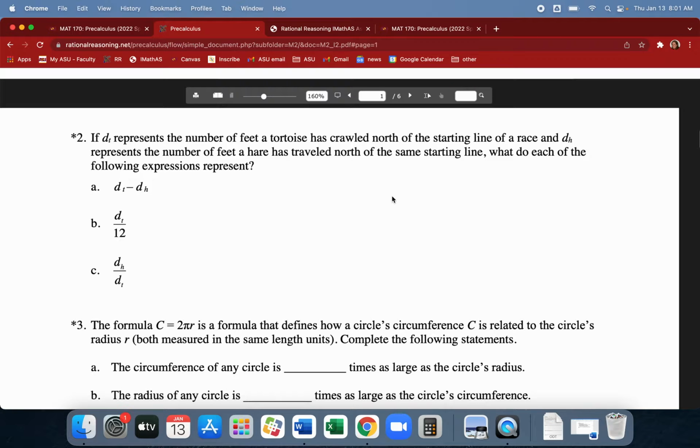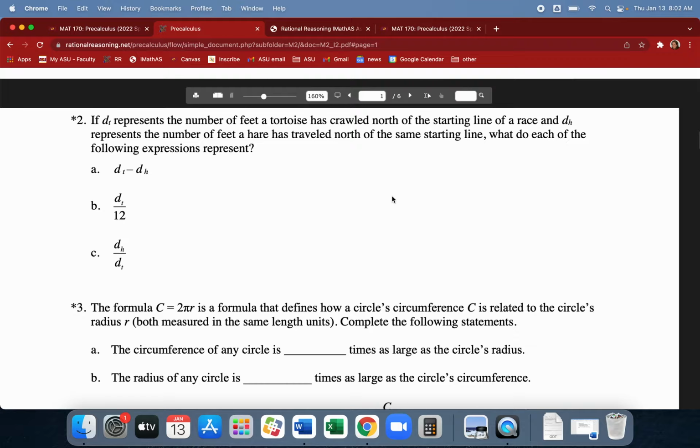A lot of details. D with a subscript of H, the number of feet that a hare has traveled north of the same starting line. Rabbit. But tortoise and the hare, kind of fable story, whatever. What do each of the following expressions represent? So there's some expressions with D_T and D_H there. I'd like you to take a look at question 2 there. We're going to talk about these more in depth because these are a little bit, well, things we haven't talked about entirely yet, but I think that they're related to the sorts of things you've done before.